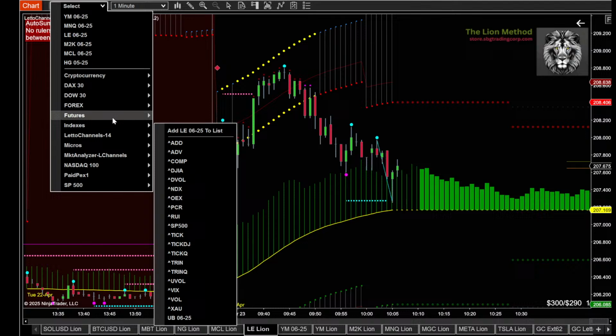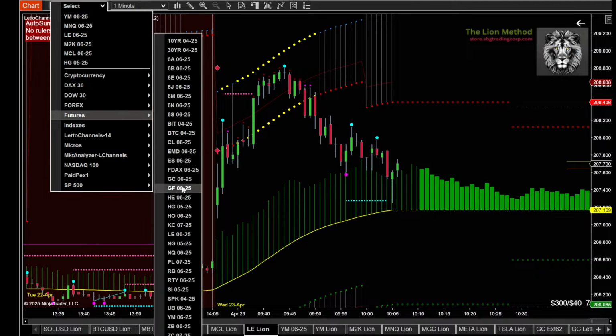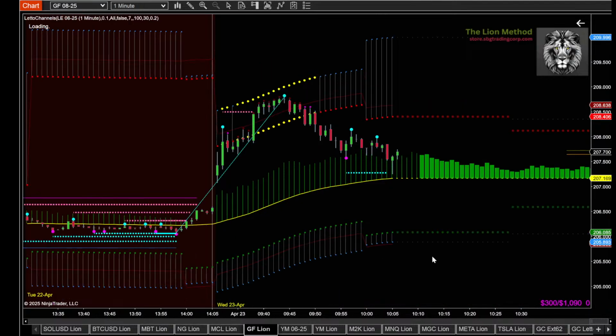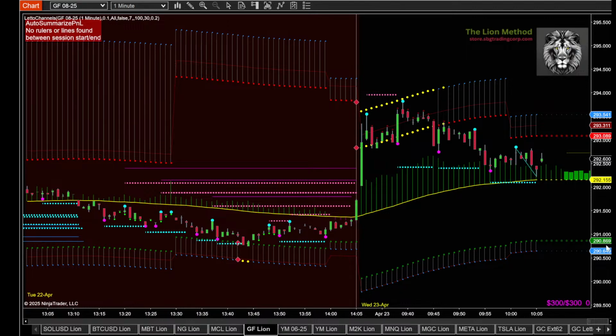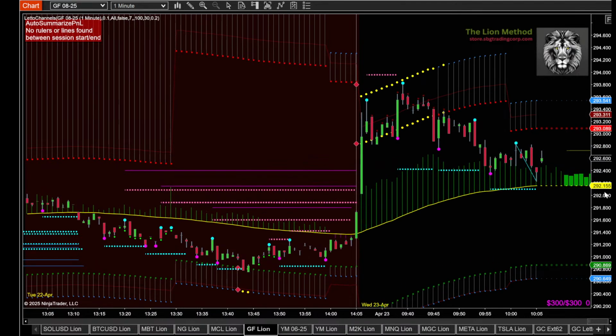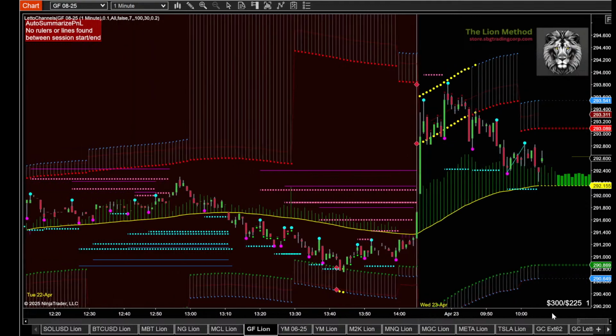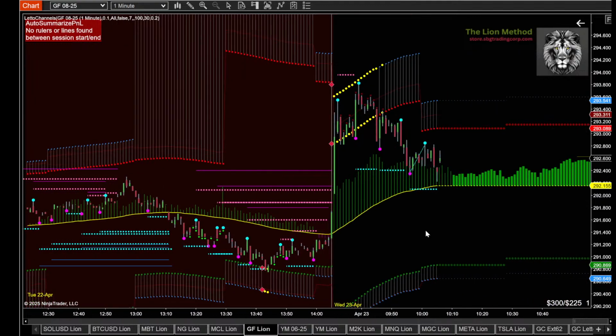Let's go and switch over to feeder cattle, and that's GF if you're interested. I just find that the spread is a lot wider, it's a lot choppier. I have some good setups in feeder cattle. We would have gone short here, hit target a couple minutes later.